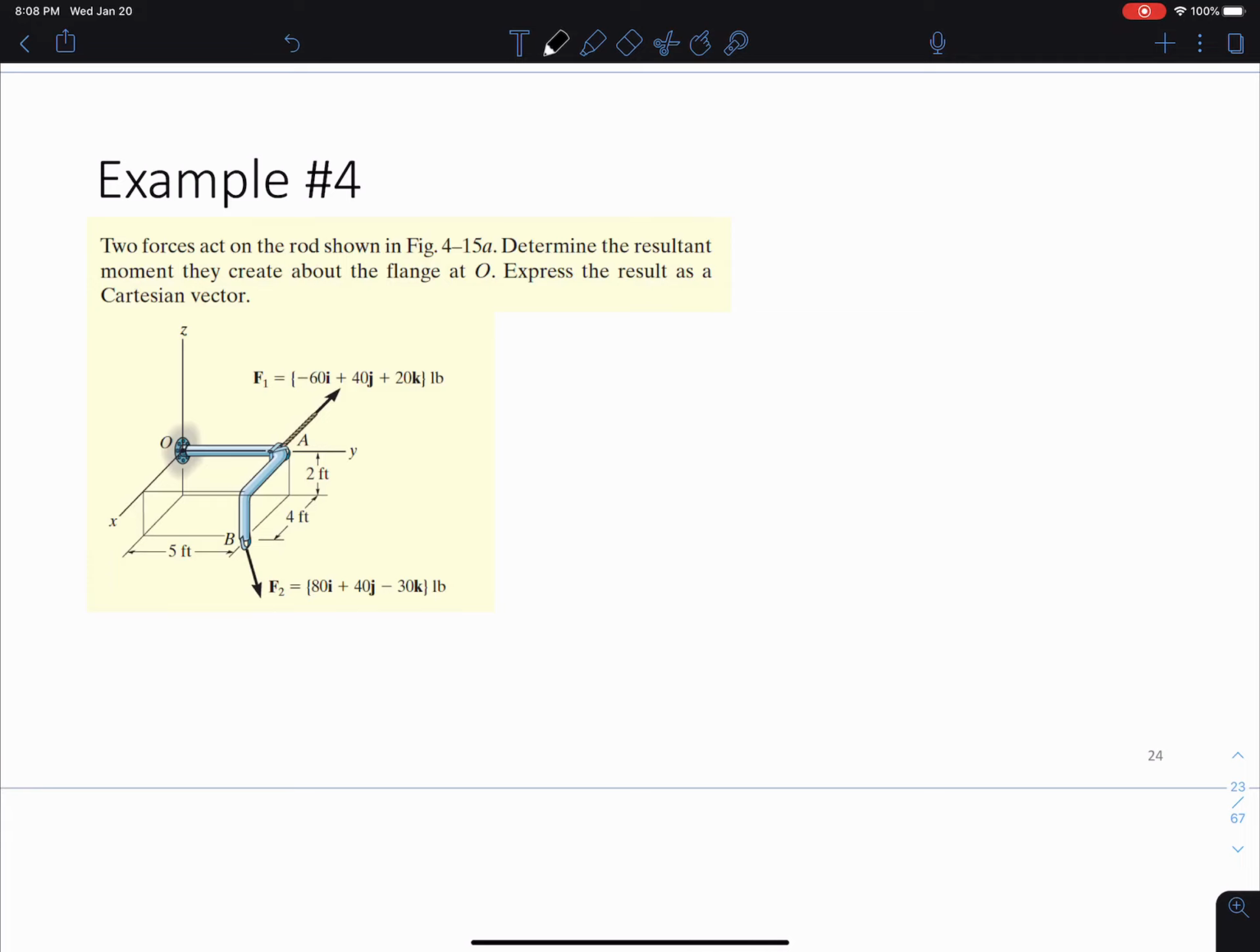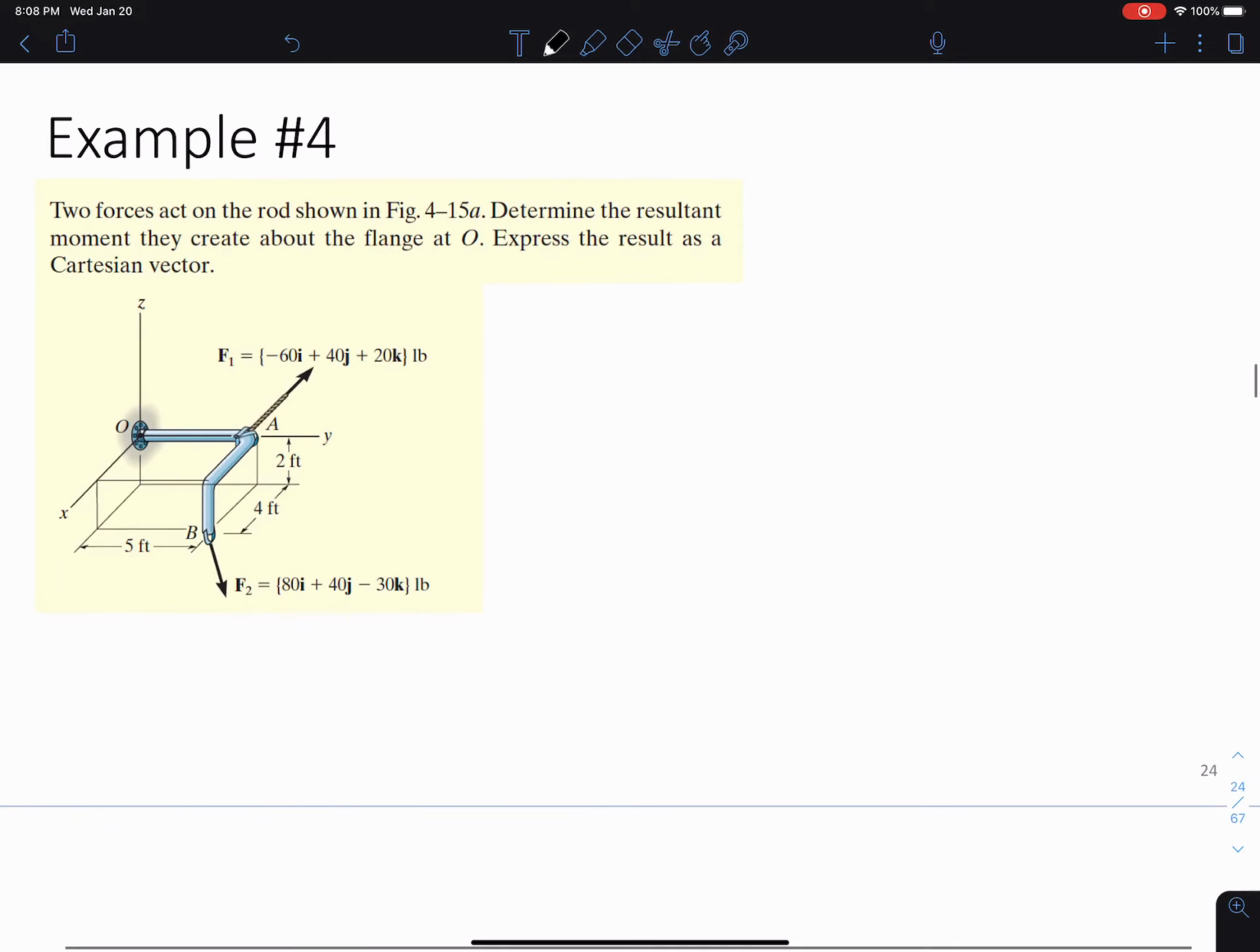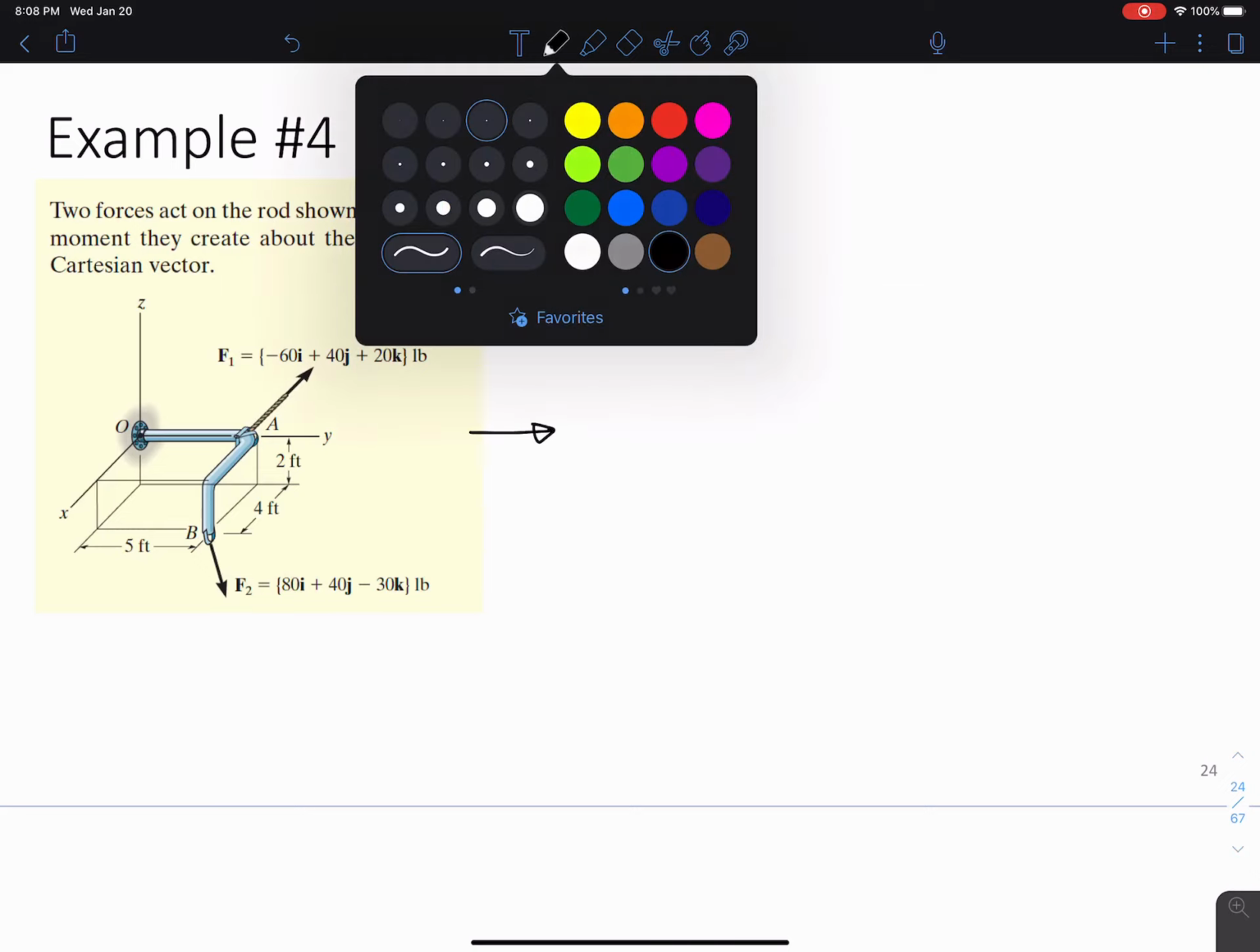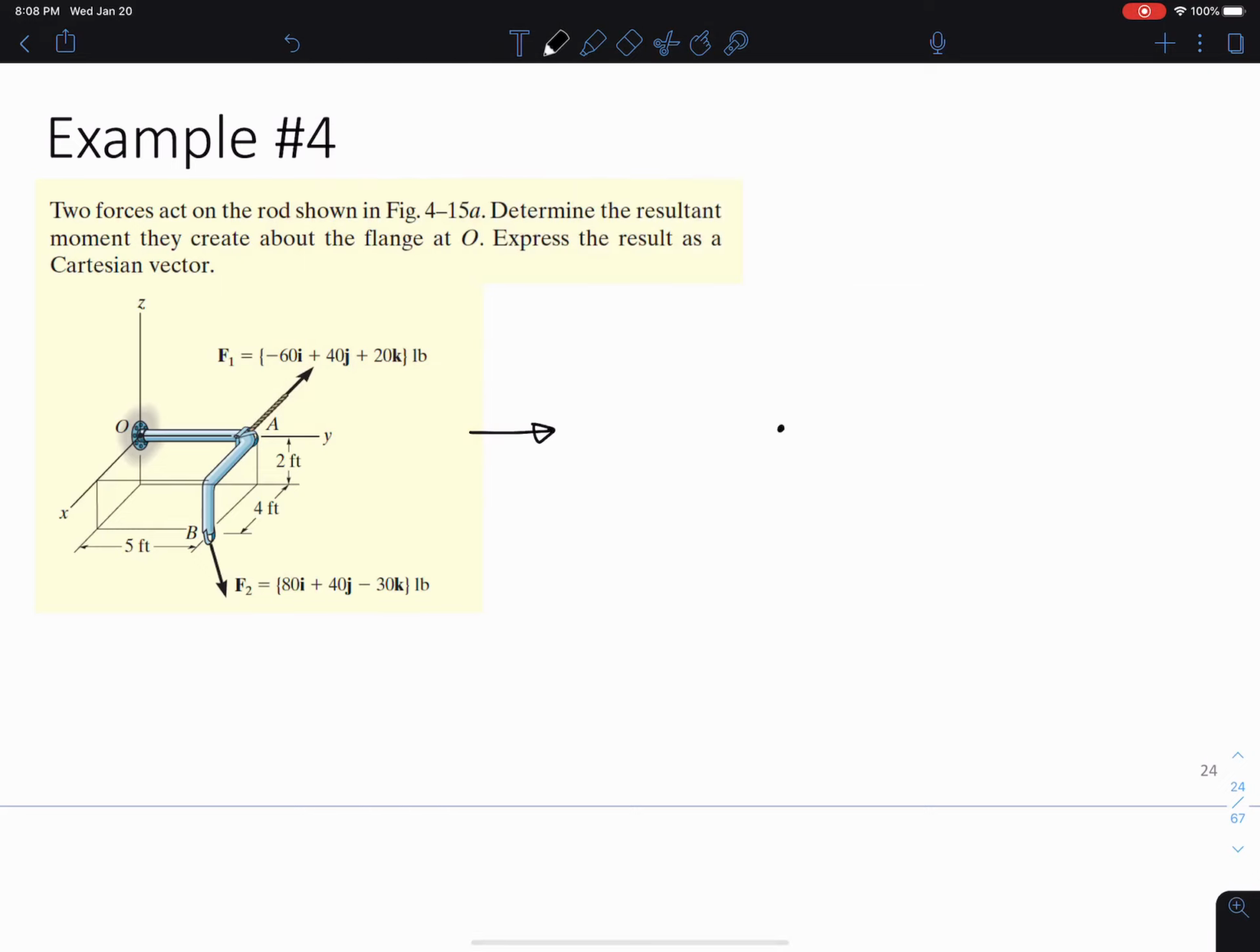So the first thing I'm going to do is redraw this so we can figure out what the position vectors are to get to point A and to point B. You can draw this directly on the diagram, or you can create your own the way I'm going to do here. It's kind of like a free body, except I'm going to add on the position vectors.